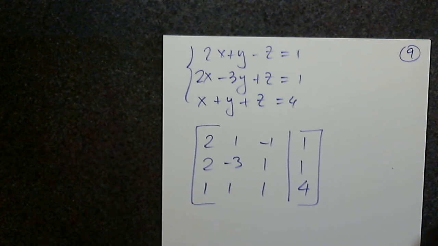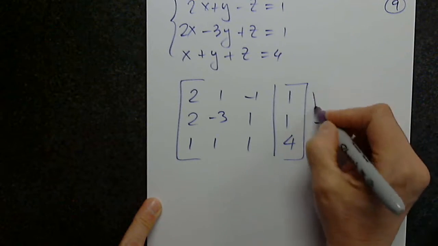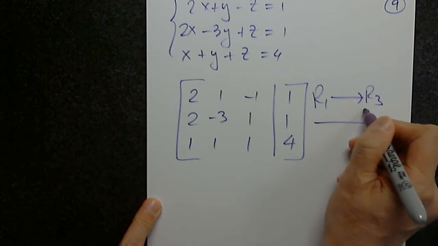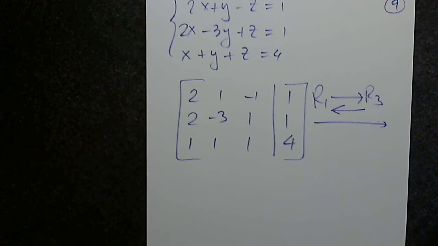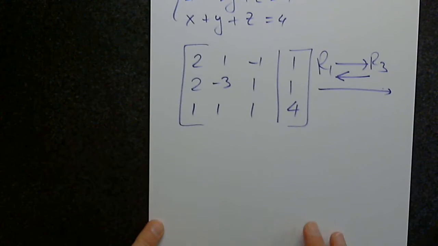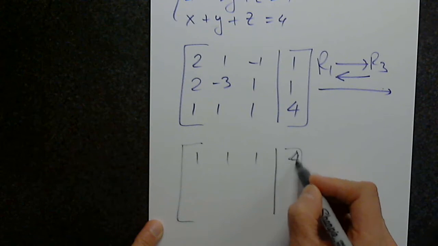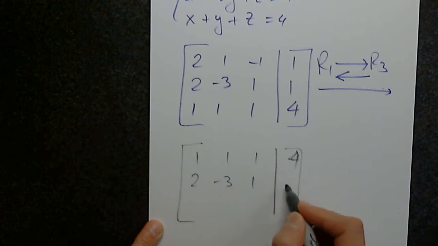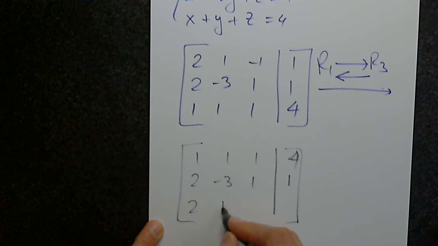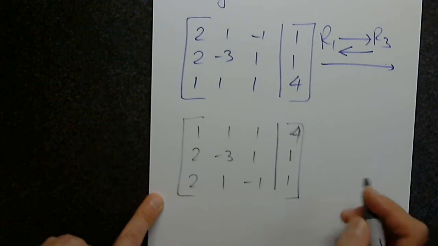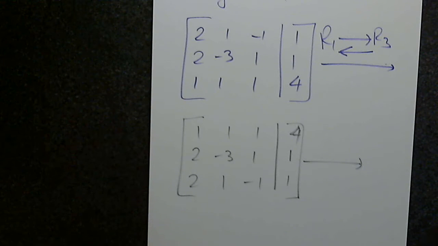We write on the side every step we make. Row 1 becomes row 3, and row 3 becomes row 1. And why are we doing that? Because of the sequence of steps. We have to have a 1 at the top, on that right hand side. Yes. Okay. So we have 1, 1, 1, and 4. And we have 2, negative 3, 1, and 1. And we have 2, 1, negative 1, and 1. Is this clear so far?